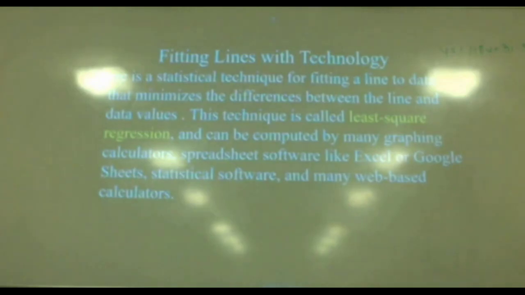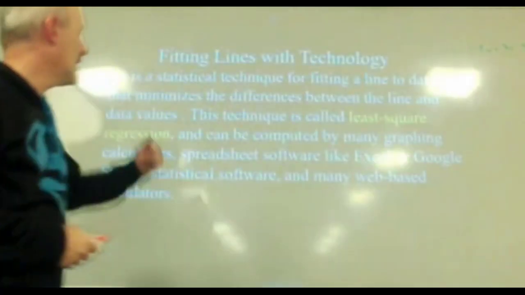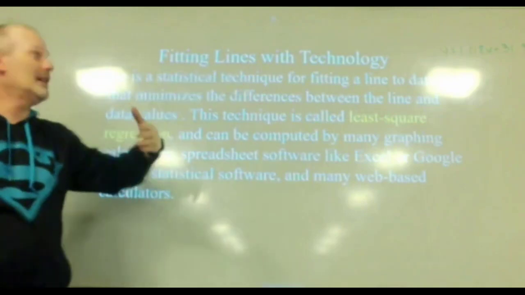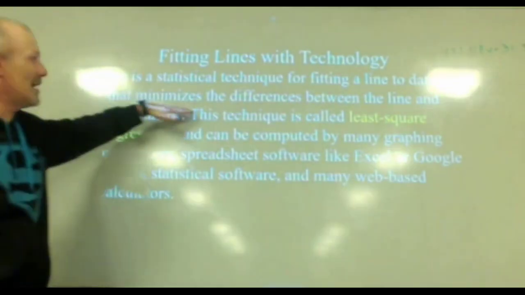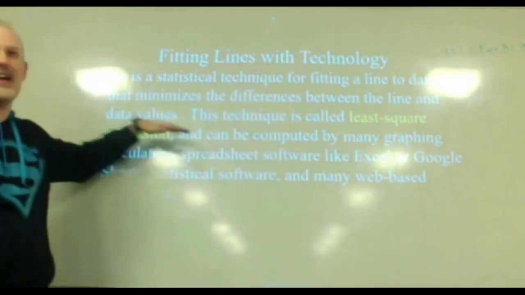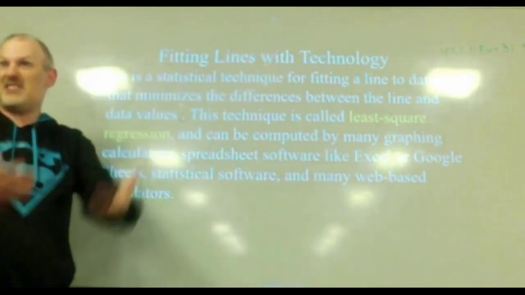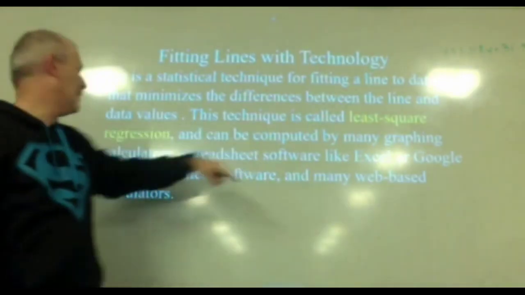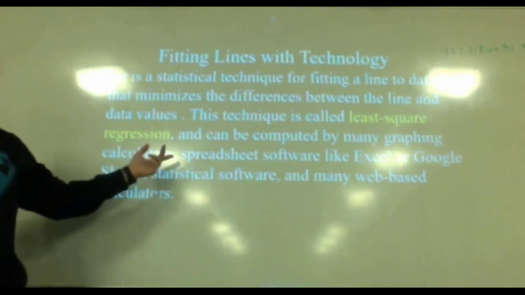All right, so another thing that you can do is fitting lines with technology. And when we say fitting lines with technology, we're talking about there is a method, a formula basically, a statistical technique for fitting a line to data that minimizes the differences between that line and the data values. Rather than just guessing where the line should be, there is a way to figure out where the best line would be. Okay? This technique is called the least square regression and can be computed by many graphing calculators. So if you have a graphing calculator, it will do that.